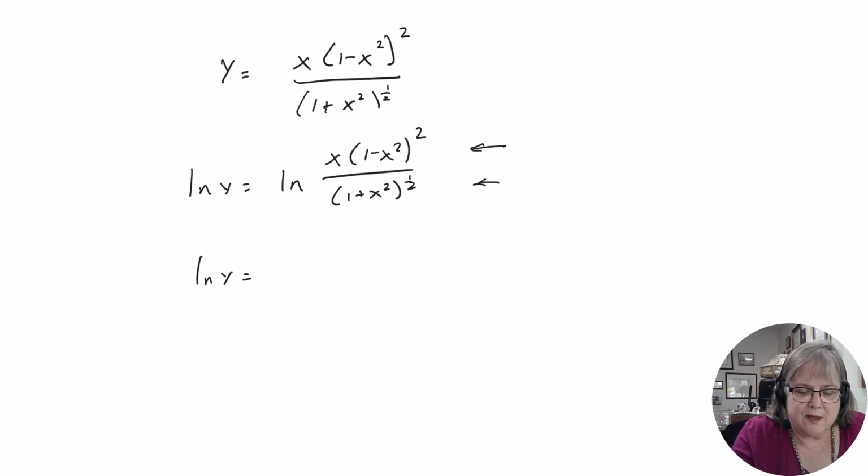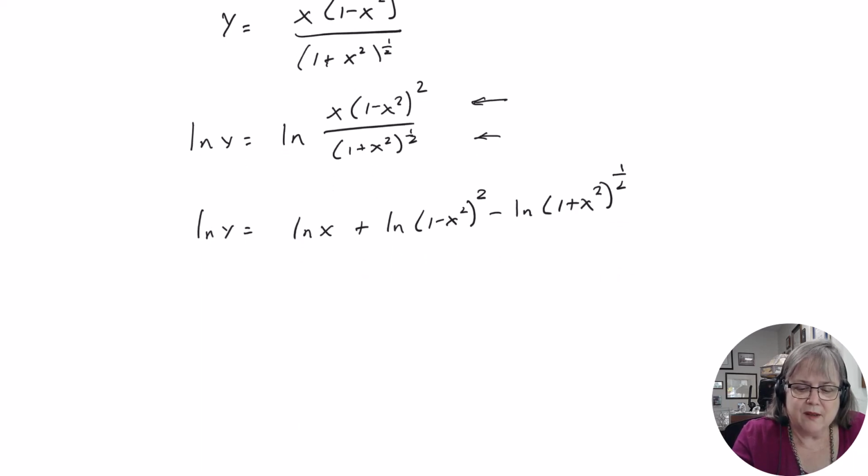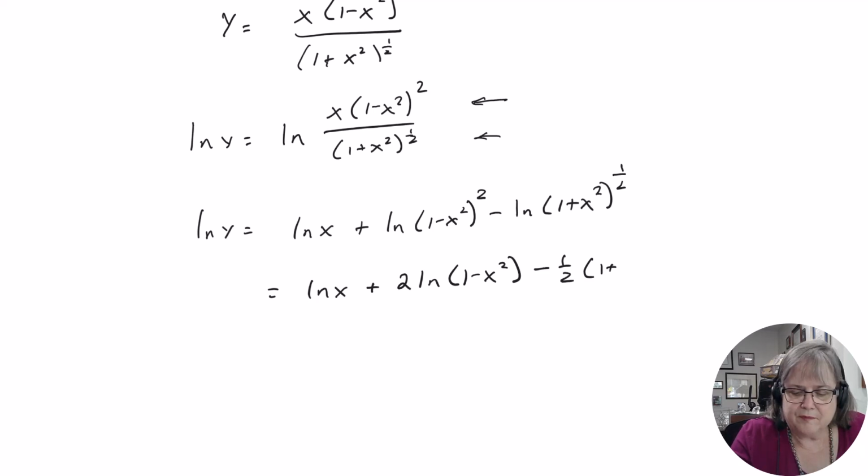So it's the natural log of x plus the natural log of 1 minus x squared minus the natural log of 1 plus x squared to the 1/2. Okay, then we pull the powers down in front.